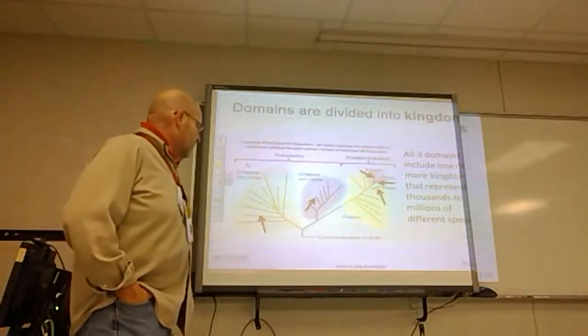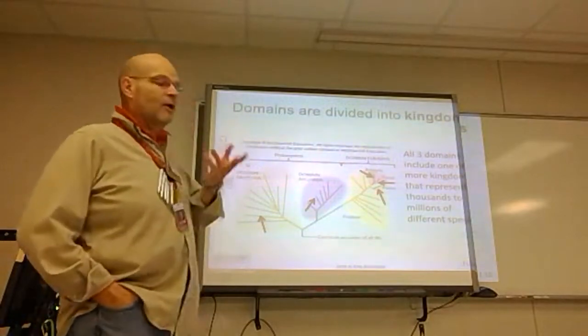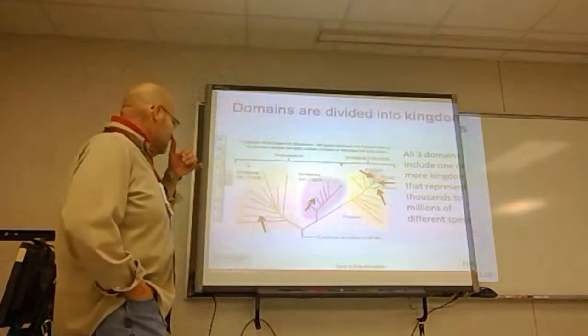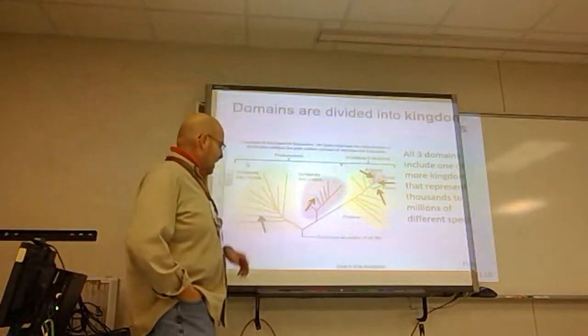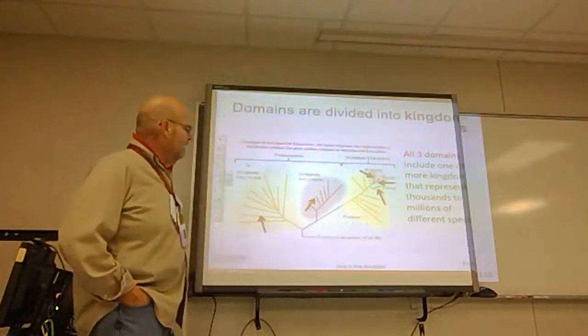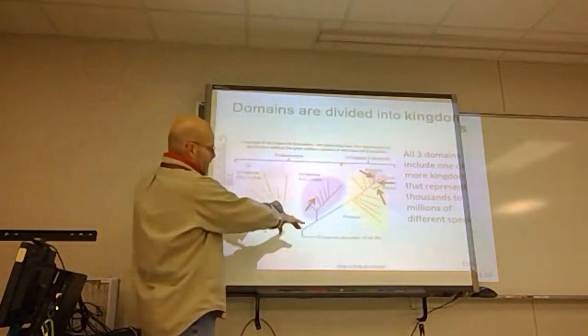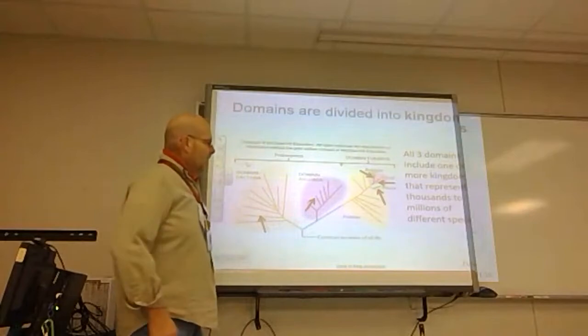They all show some similarities. They all show some differences. This type of structure right here is called a cladogram. It shows the common ancestor for all life. There was some branching pattern that made these different things.